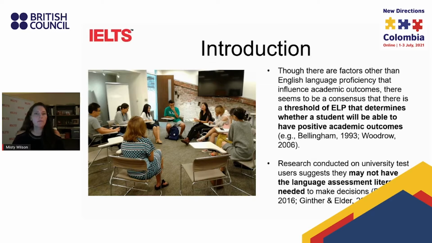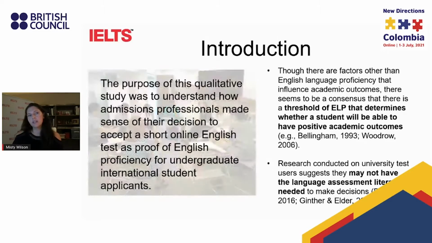But research studies that have tried to link language proficiency with academic outcomes have had really mixed results. But there seems to be a consensus that there's a threshold of language proficiency that's needed to make sure that a student will be able to have positive academic outcomes. That, in line with the research on university test users suggesting they may not have the language assessment literacy needed to make decisions, prompted me to investigate how admission professionals made sense of their decision to accept a short online English test as proof of English for undergraduate and international student applicants.